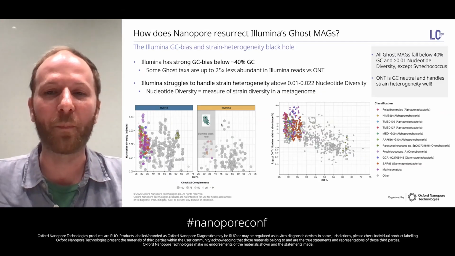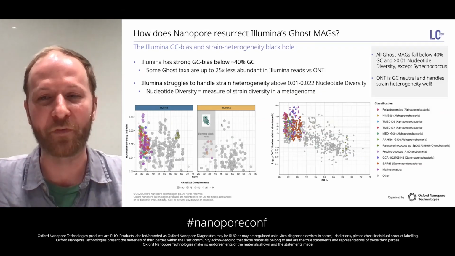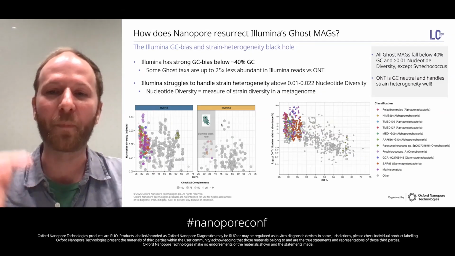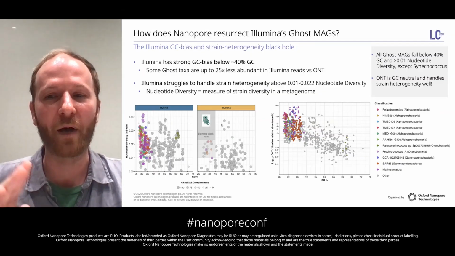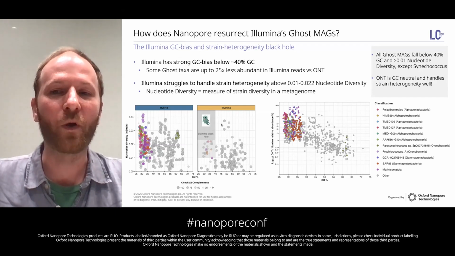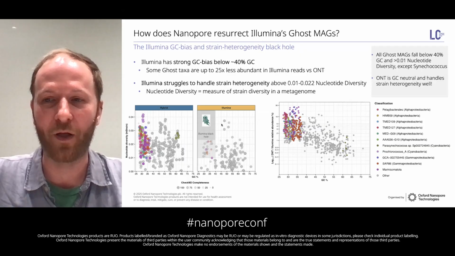And we found that above about a value of 0.01 strain diversity, which is a fancy metric for SNP variation, so above 0.01 strain diversity and below about 40% GC, Illumina enters this black hole where no genomes can be recovered. And we've highlighted this here in the left 2 plots.